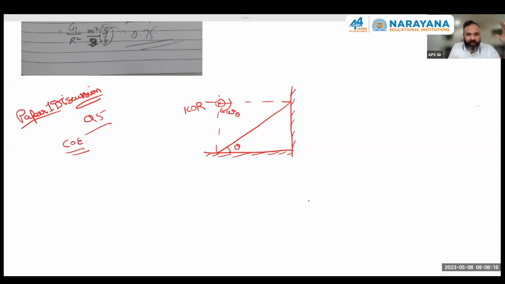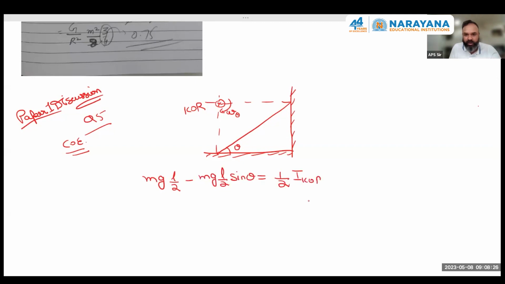Your center of mass was initially at a height of L by 2, right? And now it is at a height of L by 2 sine theta. And whatever is gone is half of I ICOR into omega as function of theta squared. That is equation number 1.